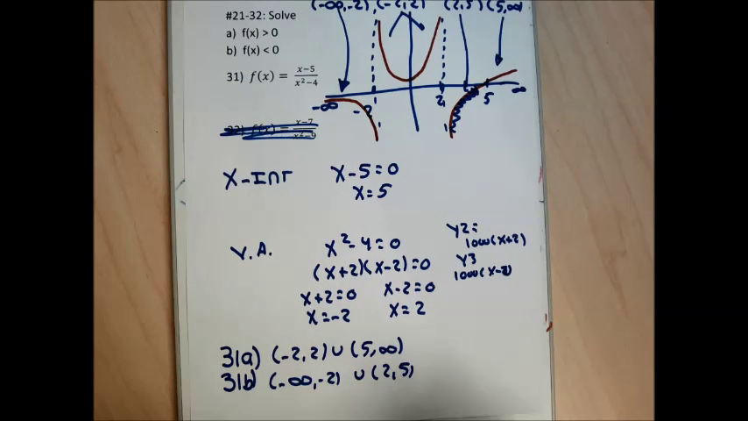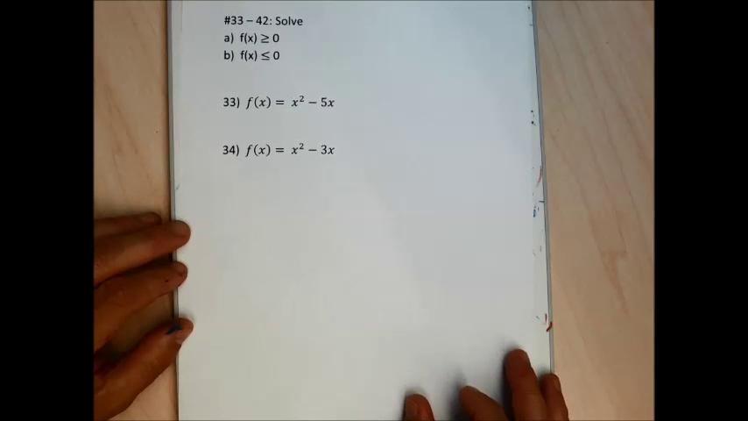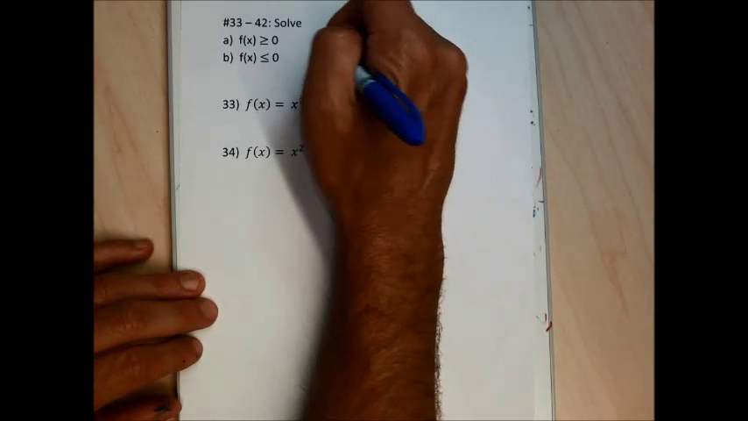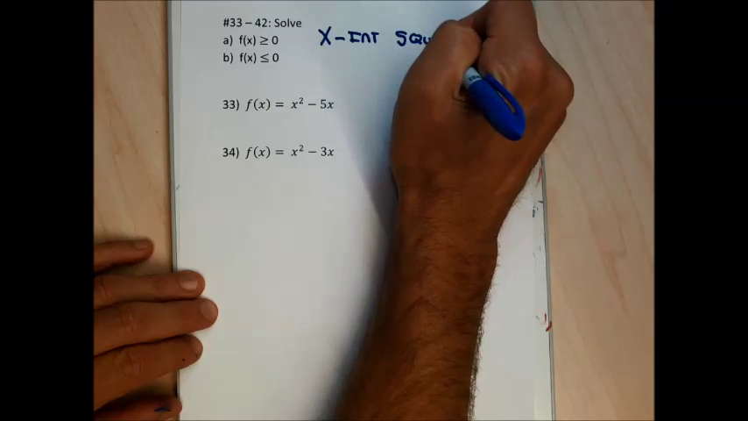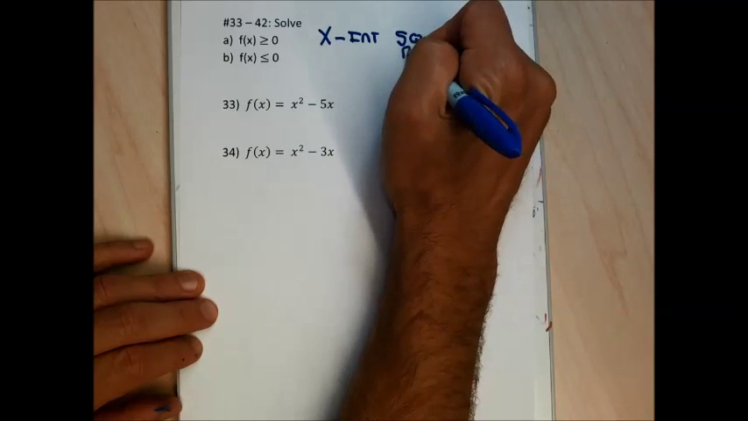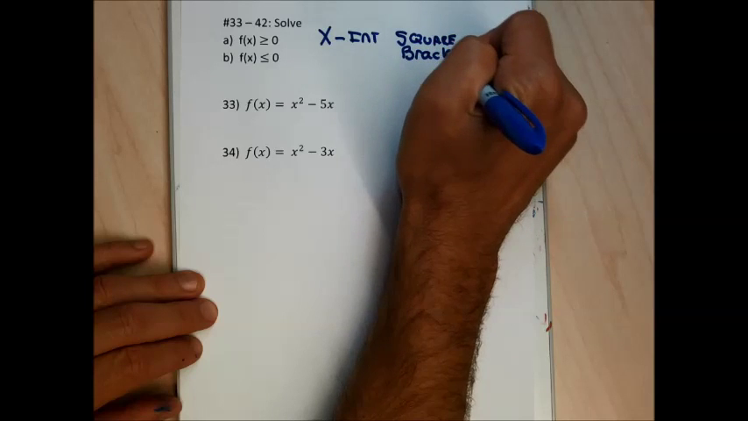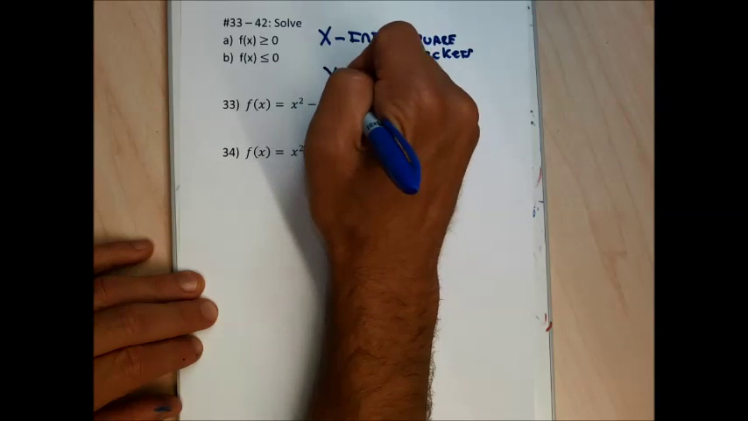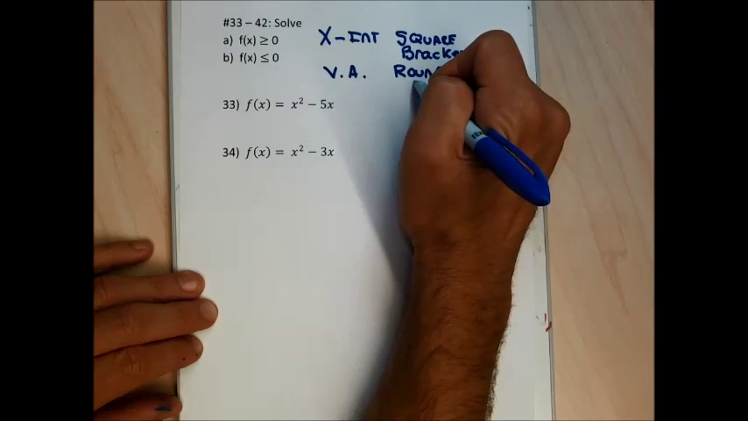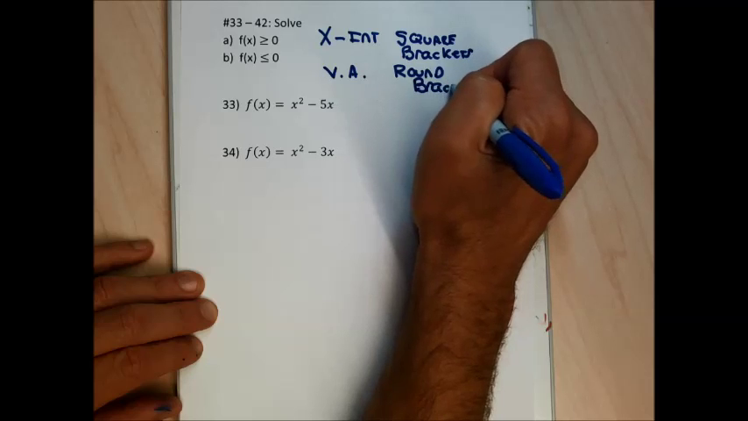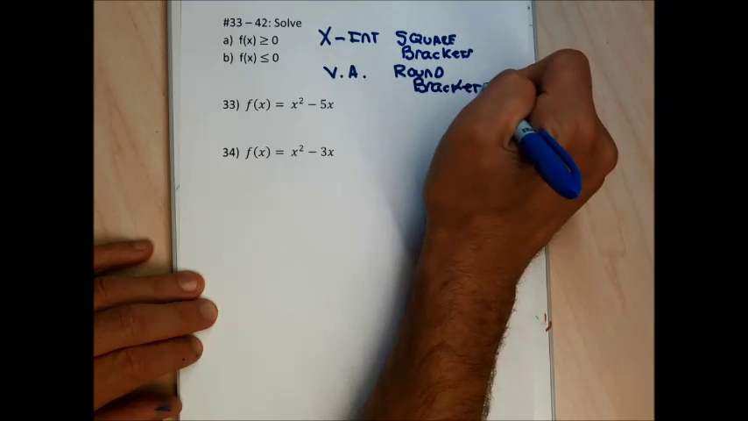So the next group of problems takes us to 42, which takes us to the end of the section. And the only difference is we now start having or equal to's. For or equal to's, x-intercepts will get the square brackets because the y's are allowed to equal 0 now. But the vertical asymptotes will still get round brackets. And the vertical asymptotes only matter when we're dealing with fractions.